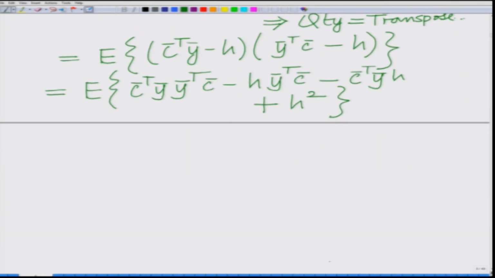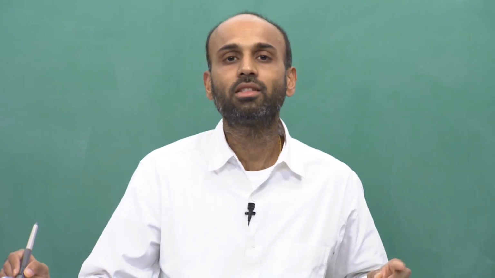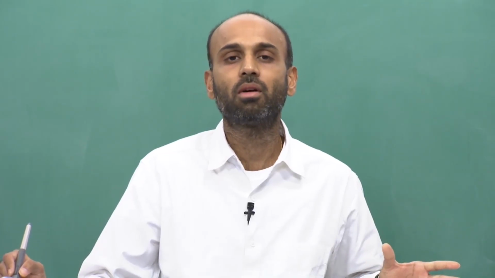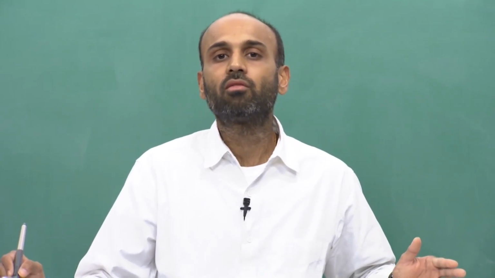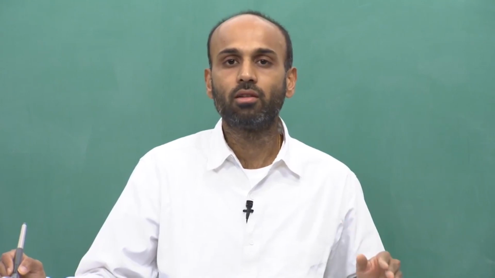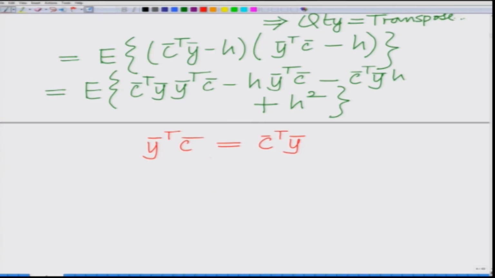Now, observe that y bar transpose C bar equals C bar transpose y bar, right? y bar transpose C bar is a scalar quantity, correct? In fact, both of them are equal to C1 y1 plus C2 y2 plus so on up to Cn yn. Okay, so these are scalar quantities.